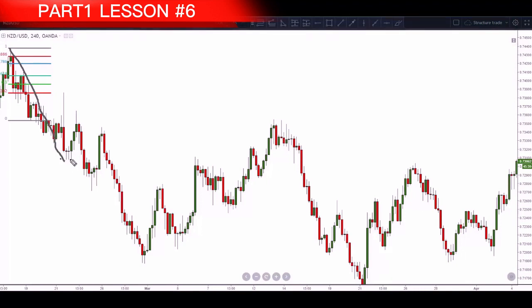When's the next time we see that? Right here off of this swing low, we have these 2 green candles, that doji, and then 2 green candles leading up to right here.